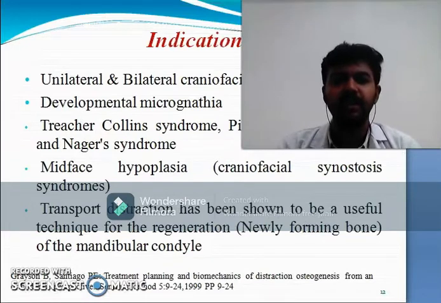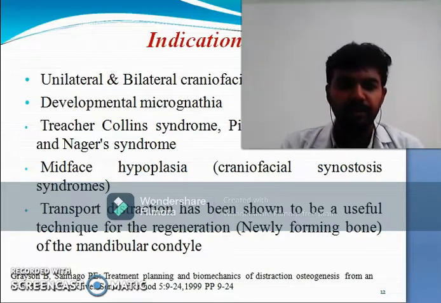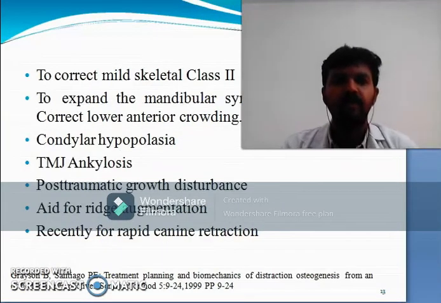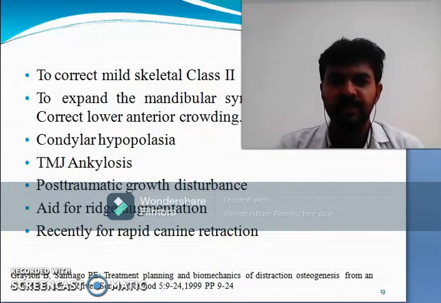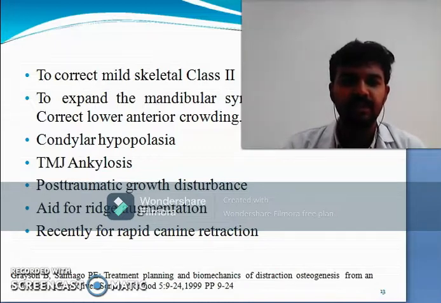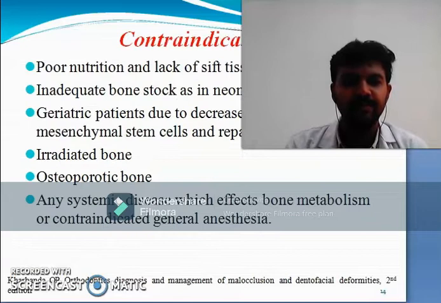Indications of distraction osteogenesis: unilateral and bilateral craniofacial microsomia, developmental micrognathia, Treacher Collins syndrome, Pierre Robin syndrome, Nager syndrome, and midfacial hypoplasia. Transport distraction has been shown to be a useful technique for regeneration, that is, newly forming bone of the mandibular condyle. Other indications: to correct mild skeletal class 2, to expand the mandibular symphysis, to skeletally correct lower anterior crowding, condylar hypoplasia, TMJ ankylosis, post-traumatic growth disturbances, aid for ridge augmentation, and recently for rapid canine retraction.